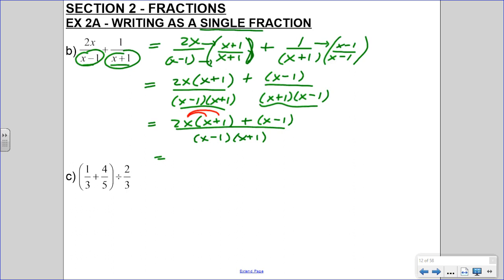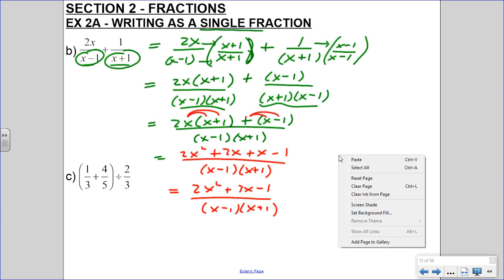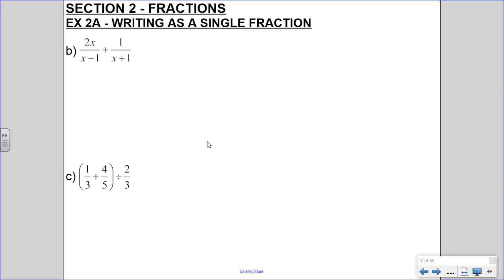So we're multiplying out that bracket then, so that's 2x squared plus 2x. And then we've got plus x here, and then minus 1. All over, we'll leave the bottom factorized. And so in total we have 2x squared plus 3x, take 1, all over x minus 1, x plus 1. There's a nice single fraction for you. Brilliant. So that one is done. And then we have with numbers, just like in the booklet itself. So this time, because the same thing applies to numbers as it does with algebra, right?